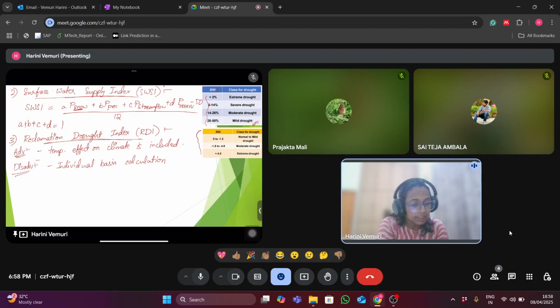So based on different RDI values, we have different classes shown in the table. If it is between 0 and minus 1.5, there is a normal to mild drought. If it is greater than 0, that means positive values, then there is no drought. If it is less than minus 4, then there is an extreme drought event occurring.